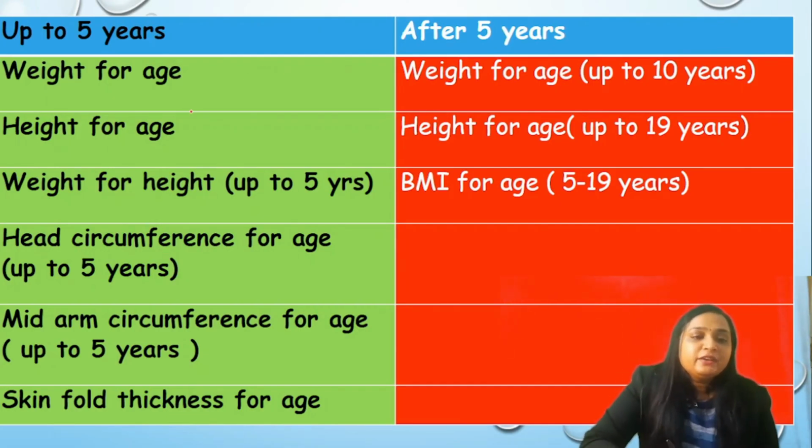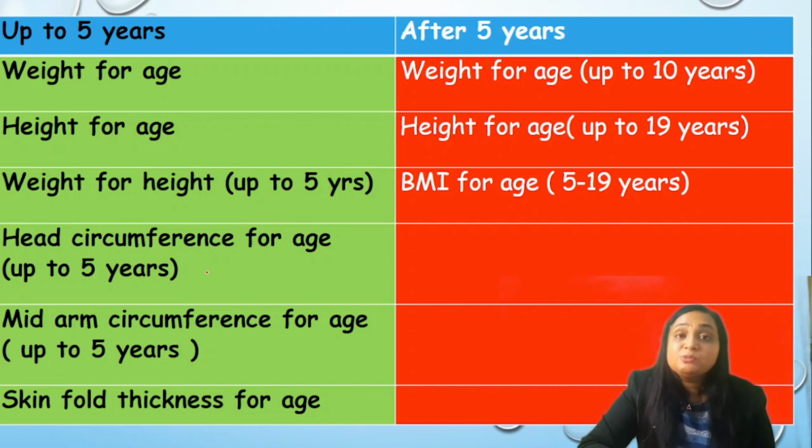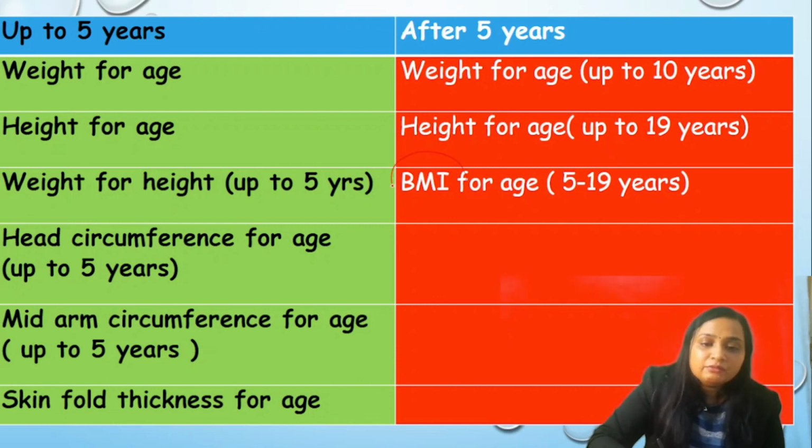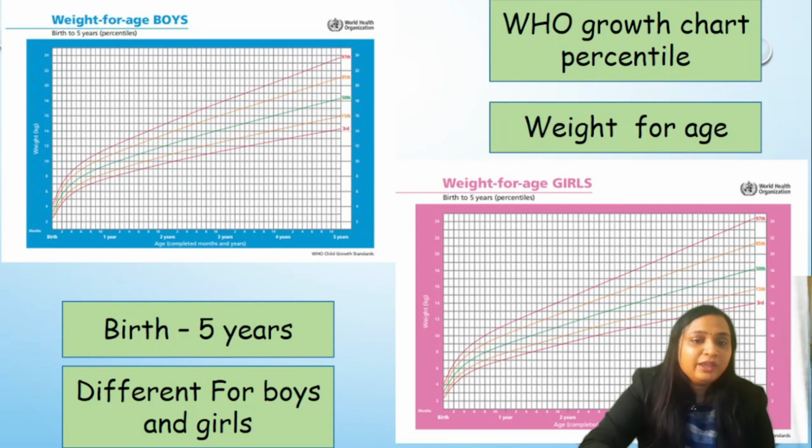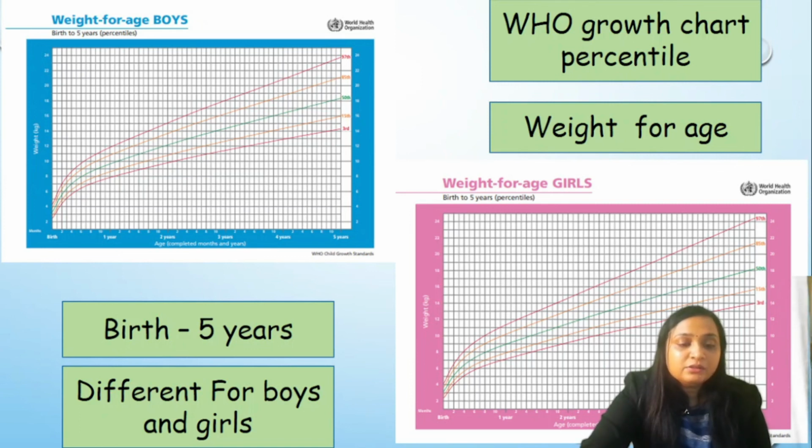Up to 5 years we have charts for weight for age, weight for height, HC, mid-arm circumference and skinfold thickness for age. After 5 years we have weight for age as well as height for age, and one more addition is BMI for age. I have taken a few charts so you know how they look. We just have to plot the weight according to the age and see where it falls. These are different charts for boys and girls.